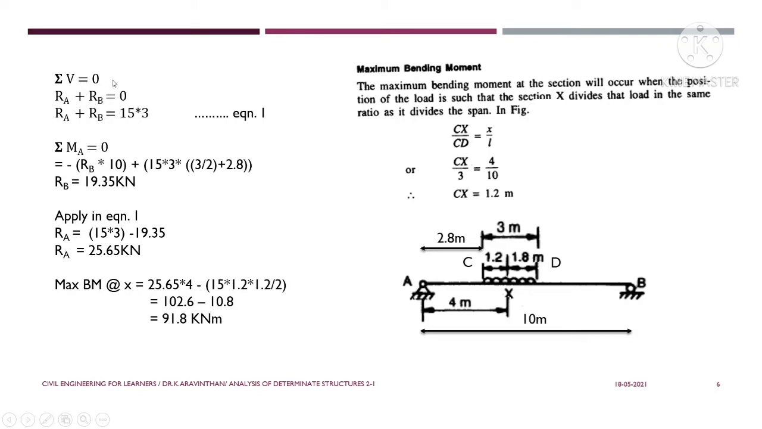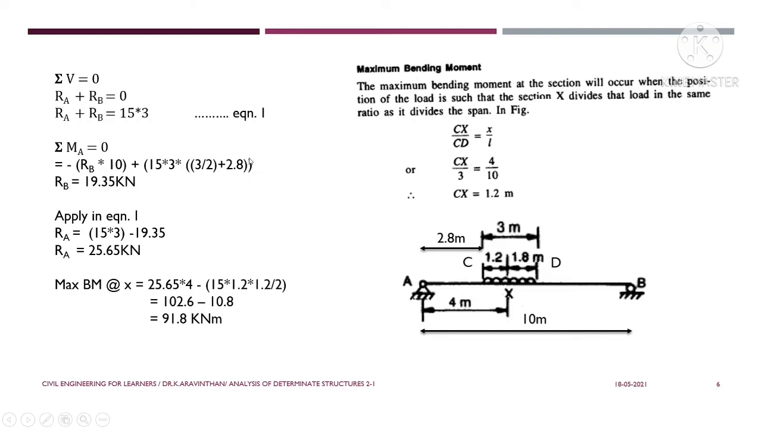If I am using sum of V equal to 0, the same equation will be there, that is RA plus RB equal to 15 into 3, and summation of MA equal to 0. I will be taking moment at A, RB into distance is 10. So RB into distance is 10, which will be anti-clockwise, hence it is minus, and this will be clockwise and plus. So plus load into distance, that is load is 15 kilonewton per meter and distance is 3.